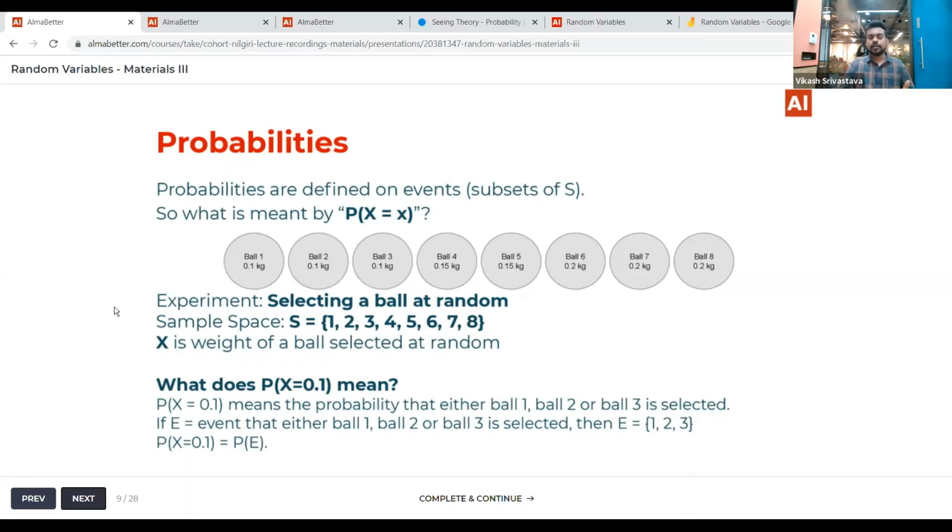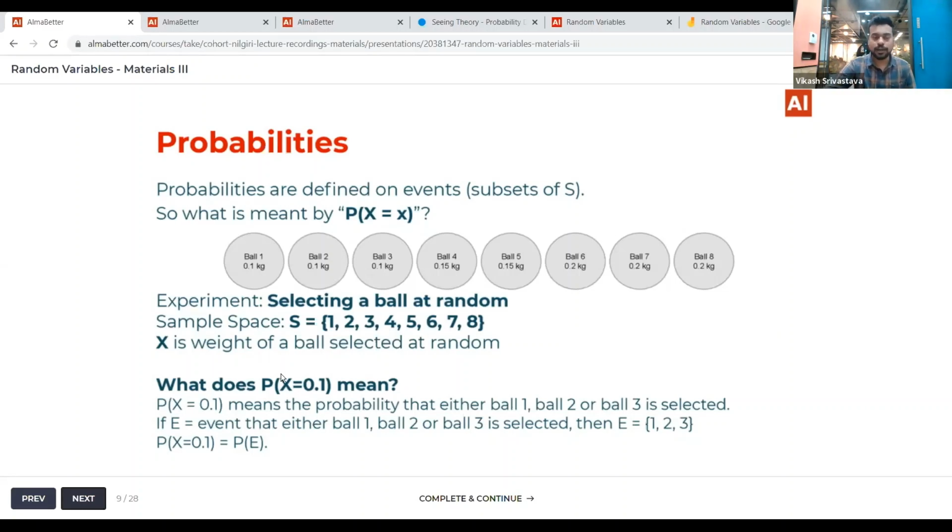So what do you mean when you write P of capital X is equal to small x? What does this mean? Let's take the previous experiment that we have been doing, in which we are selecting a ball from a bag at random. The sample space is essentially these 8 elements because there are 8 balls: 1, 2, 3, 4, 5, 6, 7, 8, and X is the weight of a ball selected at random. That is how we define our random variable with capital X.